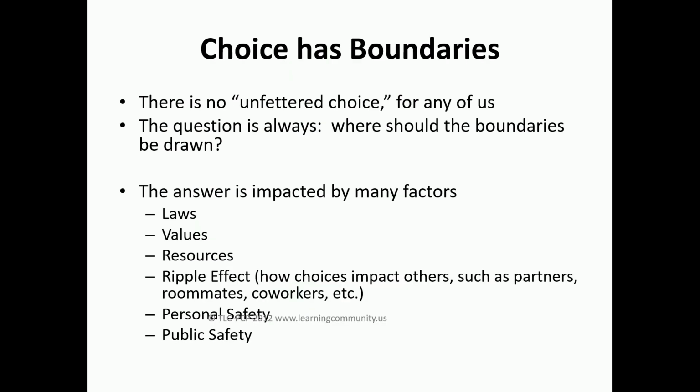So choice has boundaries. There is no unfettered choice. Being person-centered does not mean giving someone everything they want. The question is always going to be, what are the boundaries and how do we set those up? The answer is impacted by many factors. It could be laws, it could be the values that we have, it might be the resources, it could be the ripple effect, so how that choice might impact others in their community or in their lives. It might have to do with factors like personal safety or public safety.